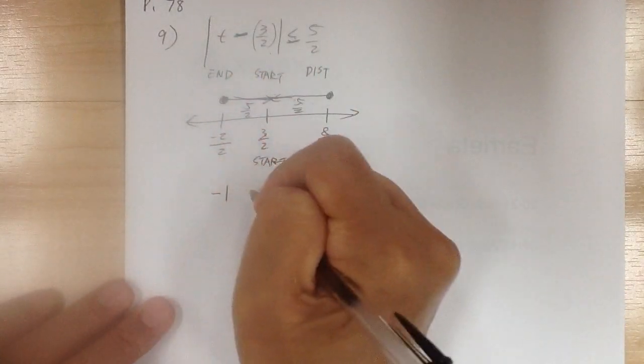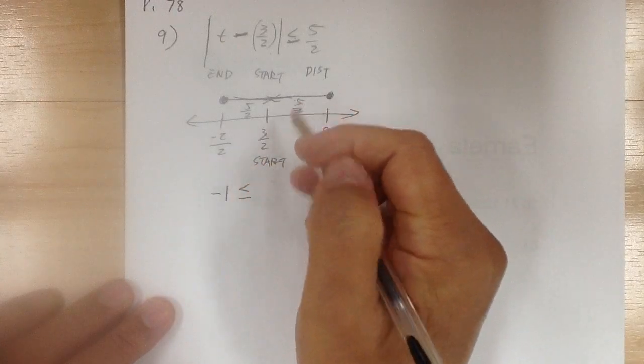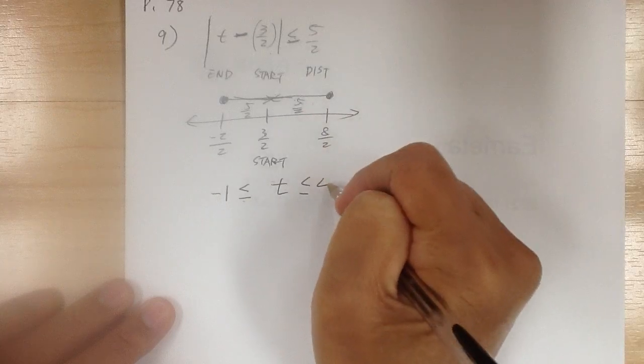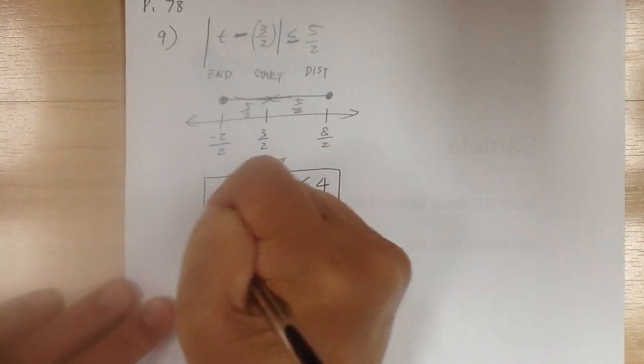So this would be -1 is less than or equal to, right? This is how to match that, right? And this would be t less than or equal to 4. Okay.